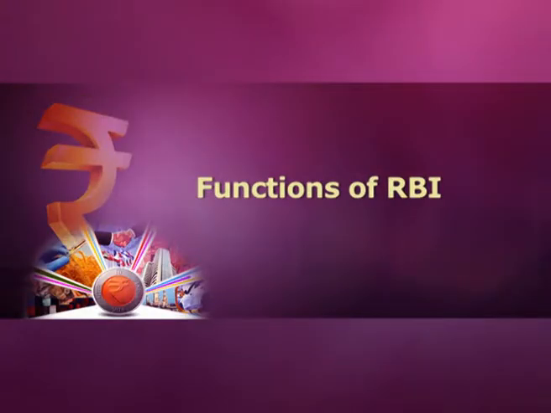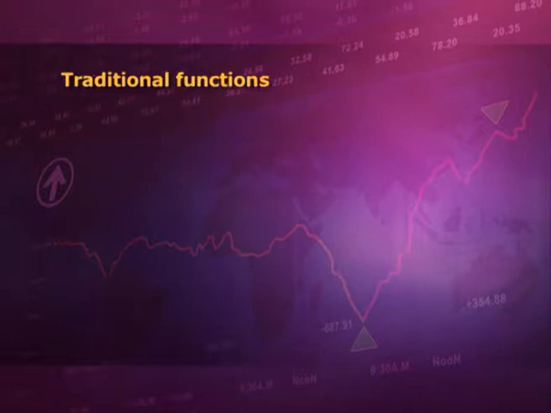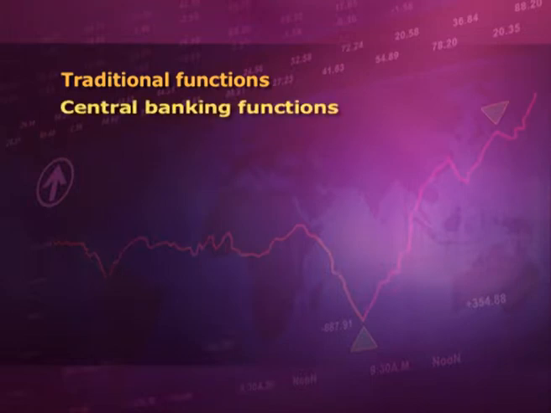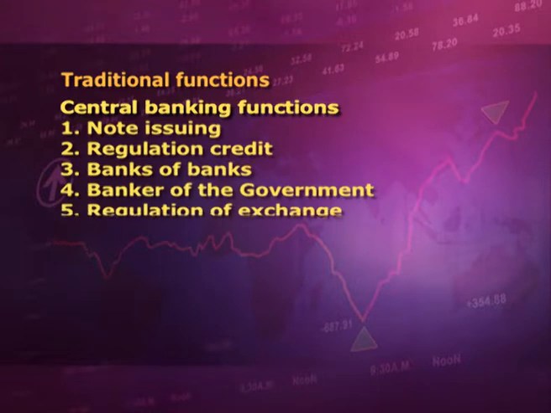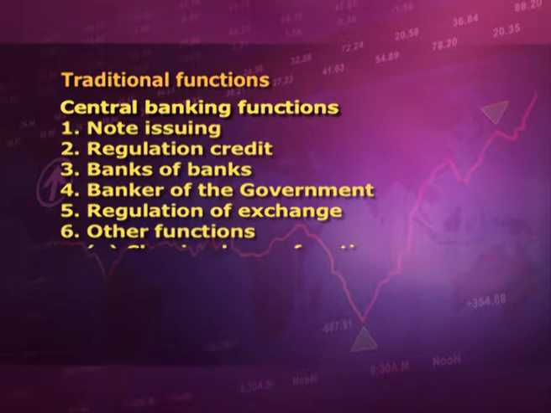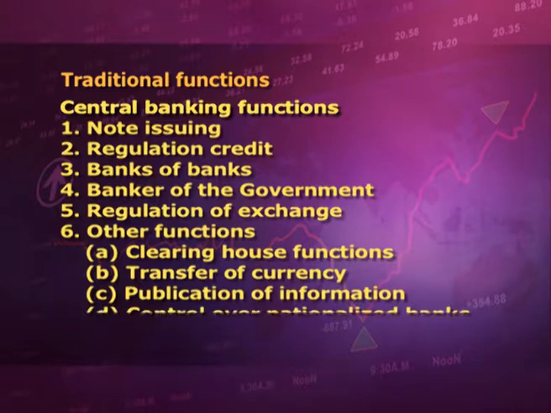Now let's discuss different functions of RBI. Functions of the Reserve Bank may be classified into two parts: traditional functions and development functions. Traditional functions may be classified as: first, central banking functions like note issuing, regulation of credit, bank of banks, banker of the government, regulation of exchange. Other functions like clearinghouse functions, transfer of currency, publication of information, control over nationalized banks and other miscellaneous functions.